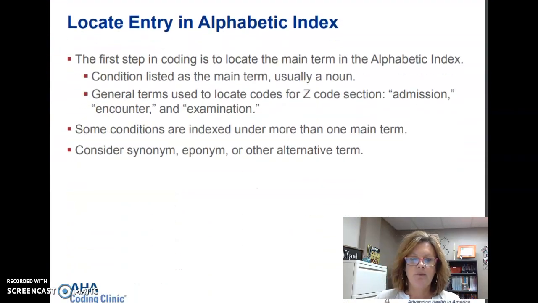Okay, so again, we located our main term. Usually this is a noun. This gets into, let's say that I'm trying to find something. There's other terms that you're going to use to locate in the Z code section when we hit there: admission, encounter, examination. Some conditions are indexed under more than one main term. So again, you have to think out of the box when you're looking for different codes.